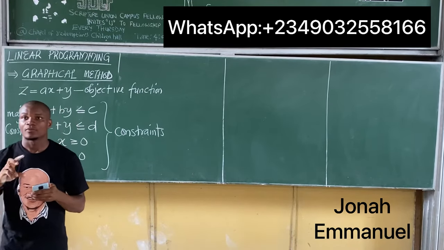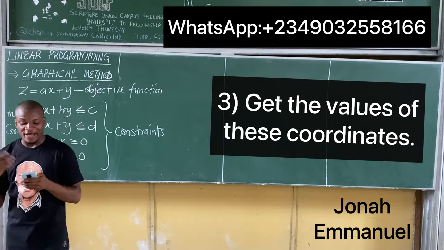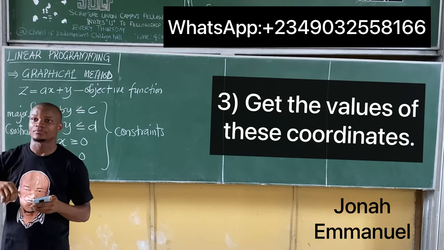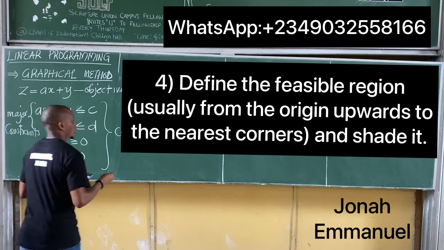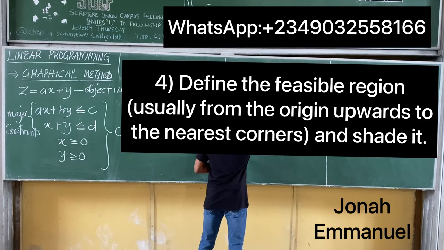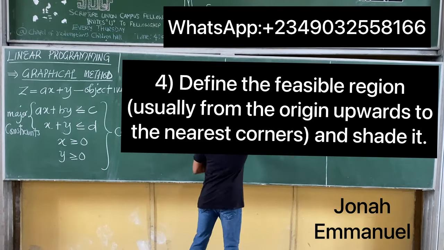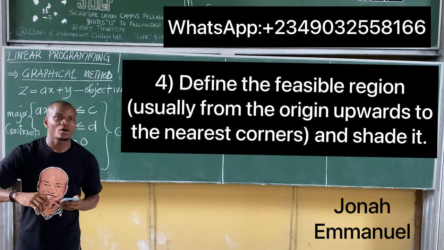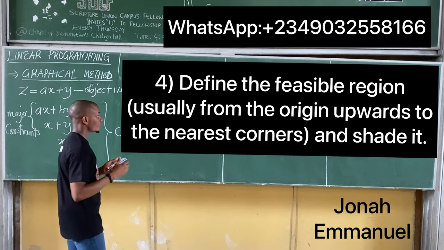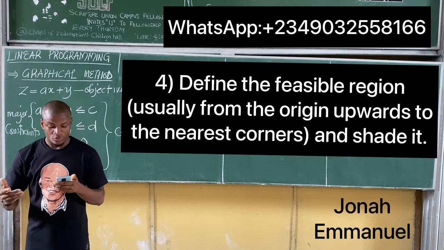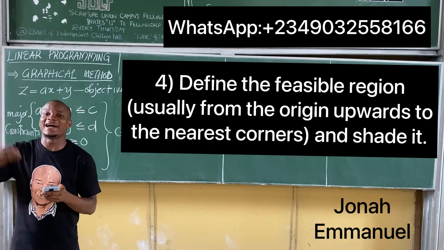Number three, get the values of these coordinates. I'm giving you steps now. Number four, define the feasible region, which is usually from the origin upwards to the nearest corners, and shape this region.